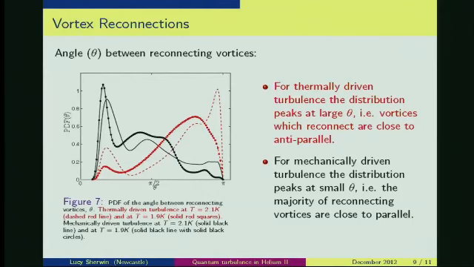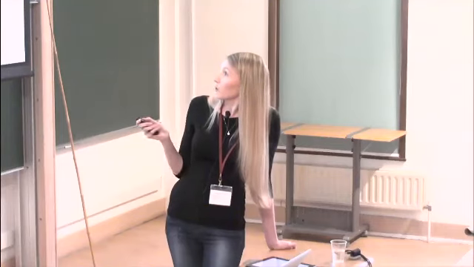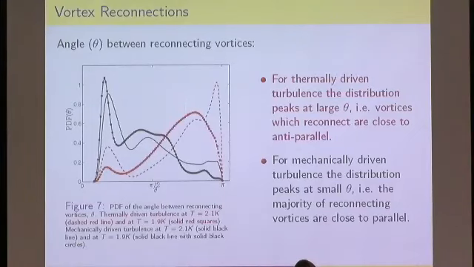And so then if we look at the thermally driven turbulence, which is our red lines here, you can see that this time the peaks are much closer to pi. And that's to suggest that vortices are anti-parallel when they're reconnecting. So if we now take these results along with those on the previous slide, we can infer that in mechanically driven turbulence there must be bundles of parallel vortices which are not present in the thermally driven turbulence.